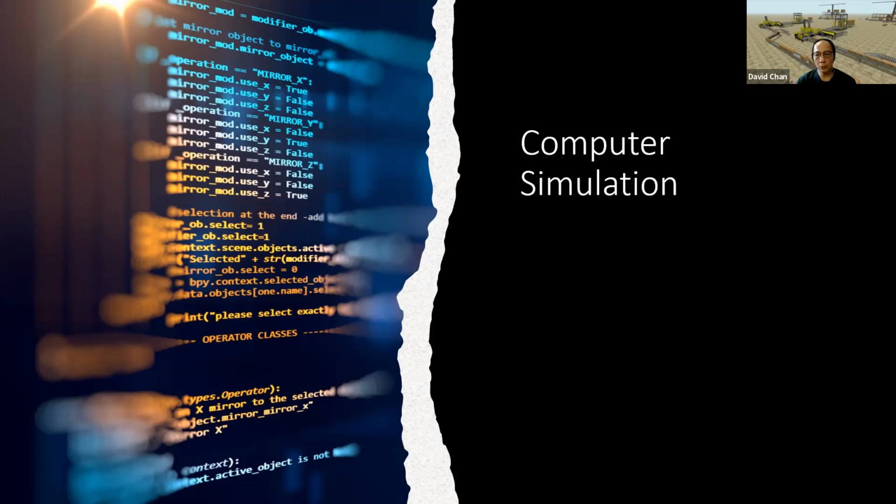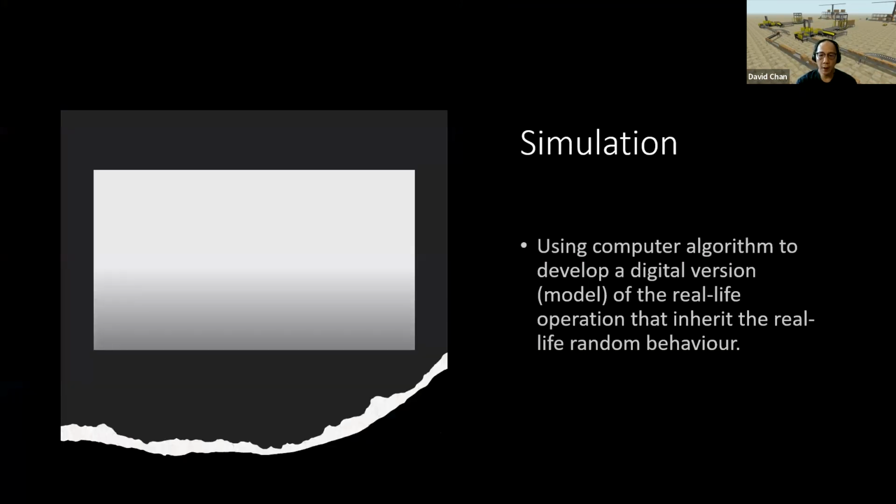The second thing I want to touch on is what is computer simulation. Computer simulation, basically, we can say is using a computer algorithm to develop a digital version. We call it a model. This is a model of a real life operation that inherits the real life random behavior. So what it means here is that you are trying to make a graphical or computer version of what is going on in the real world.